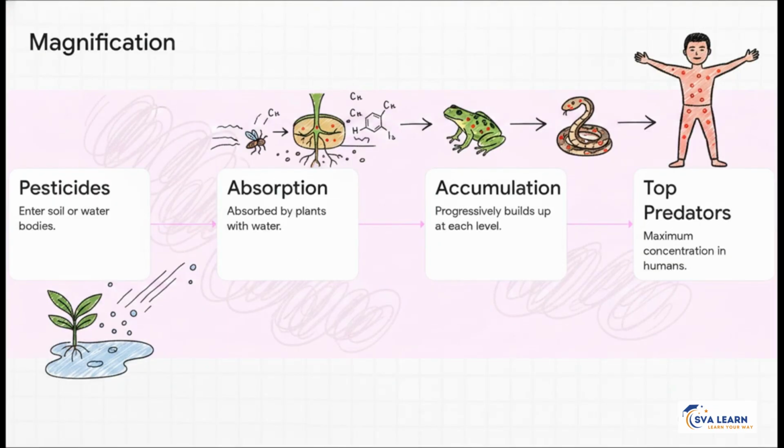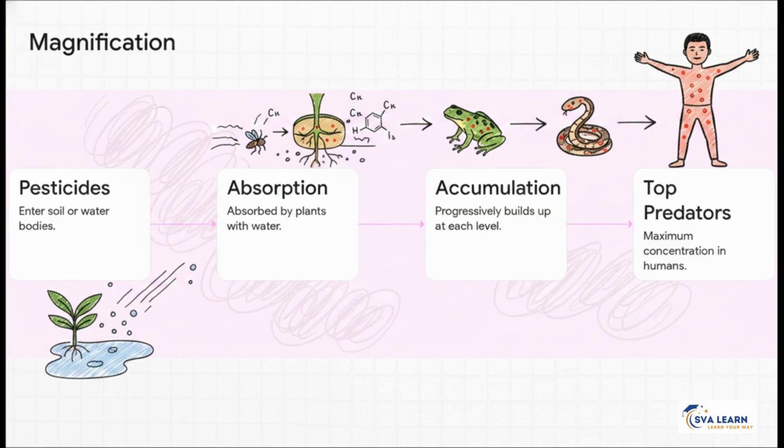Now, this delicate energy balance is amazing, but what happens when human-made chemicals crash the party? Let's talk about pesticides. We spray them to protect our crops from diseases, but those chemicals don't just vanish into thin air. First, they wash off into the soil and water. Second, they get absorbed by plants right along with water and minerals. And here is the scary part. Many of these chemicals are non-biodegradable. They literally cannot be broken down.